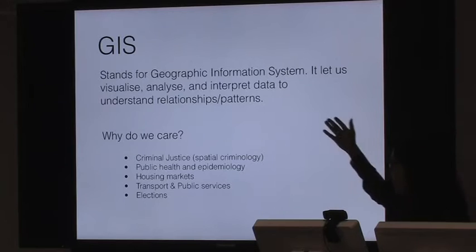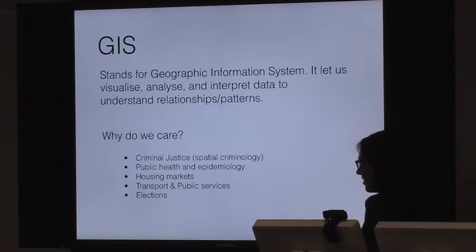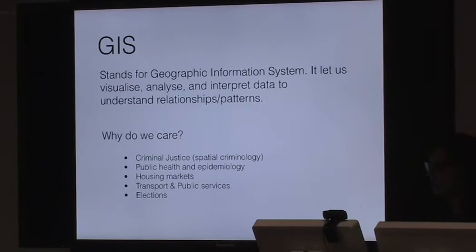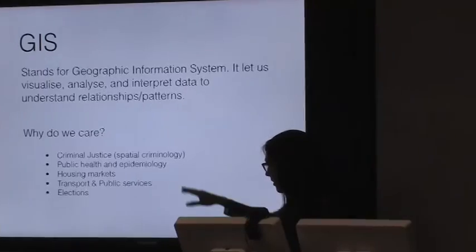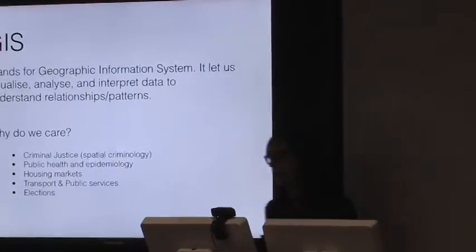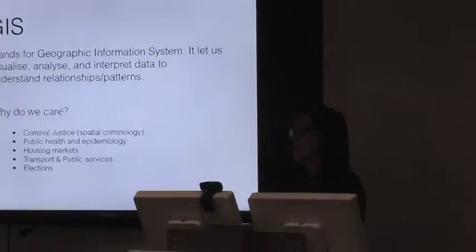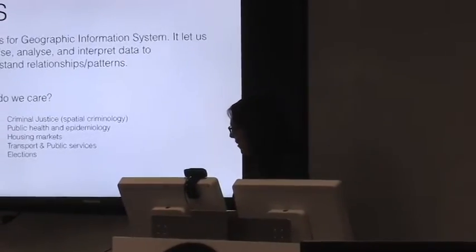Well, because in criminal justice, there's spatial criminology. You want to know where crimes happen and if there are areas of incidents and how to deal with them, so then you can deploy your people or the police in a better way. Then public health and epidemiology, we want to know where illnesses are happening, where they originated. We want to be able to do something about it.